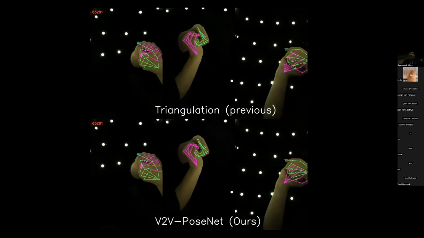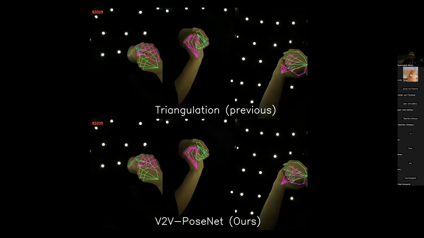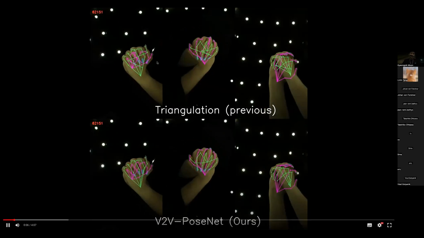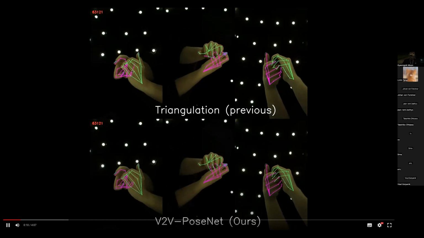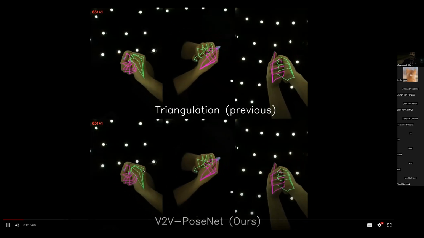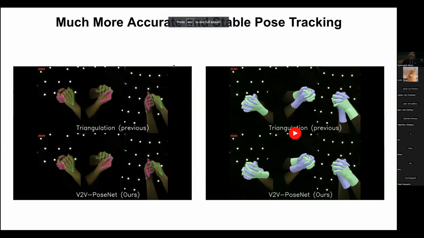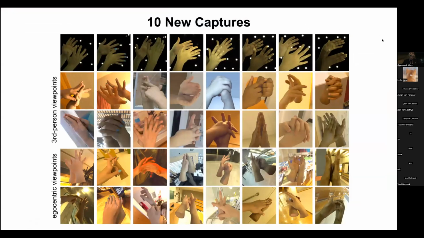So using our VirtualPoseNet, which is my previous publication, we achieve very accurate and stable 3D keypoint annotation. Here, the keypoints are very differing, like this, but ours produces very stable and accurate results. So this is what we did for accurate annotation. And we only captured 10 interacting hand captures.